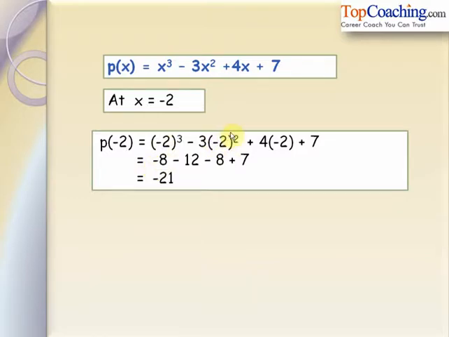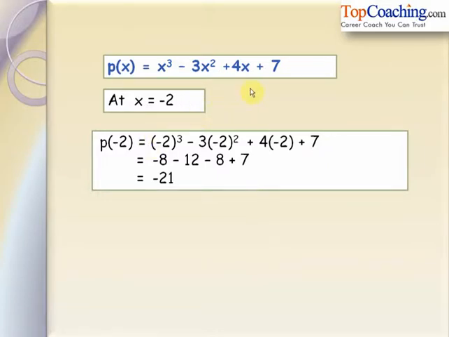Similarly, the square of minus 2 is 4, and 4 into 3 is equal to 12. Similarly, this would give minus 8, and this remains the same. When we add them, what we get is minus 21. So what we can say is when the input is equal to minus 2, then the polynomial p(x) gives the value equal to minus 21. So when the input is minus 2, we get the output as minus 21.